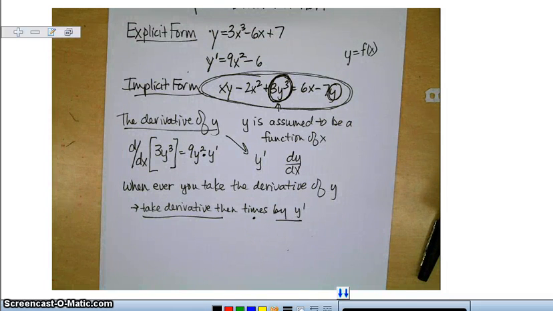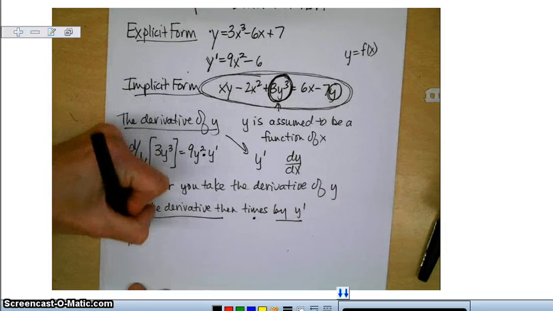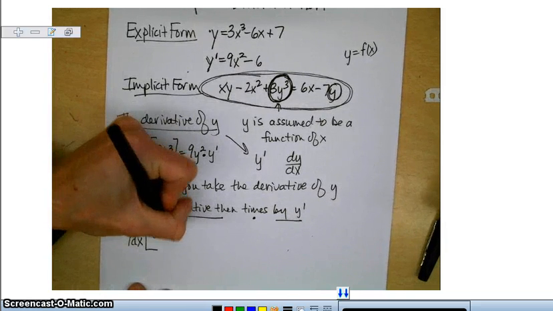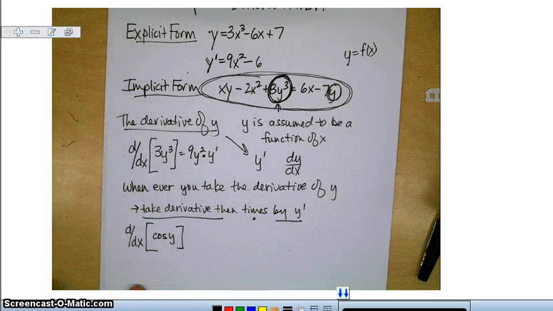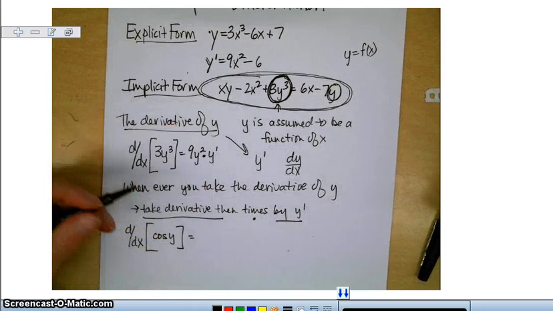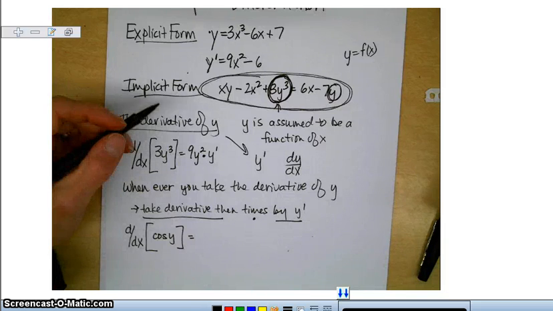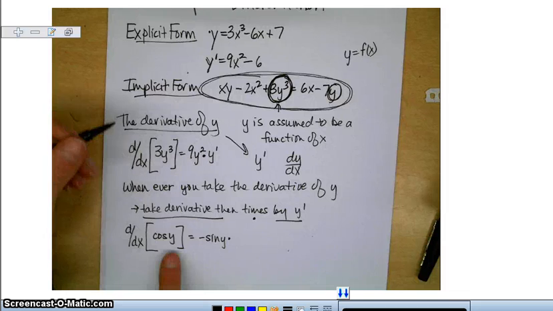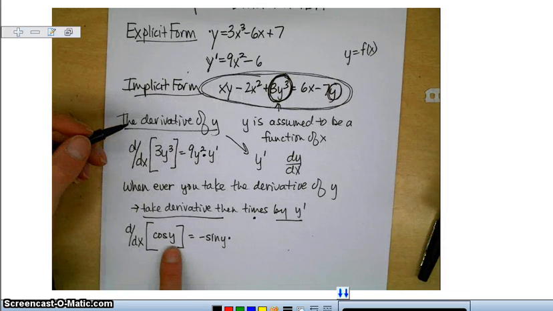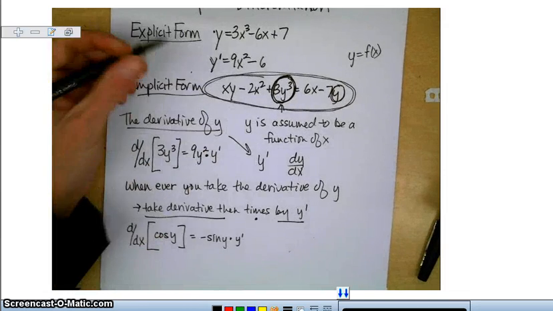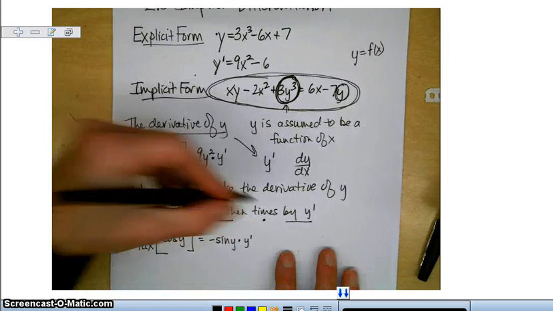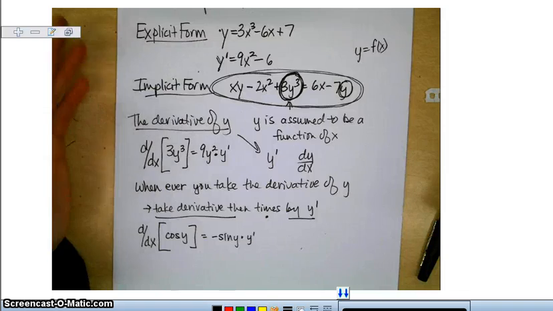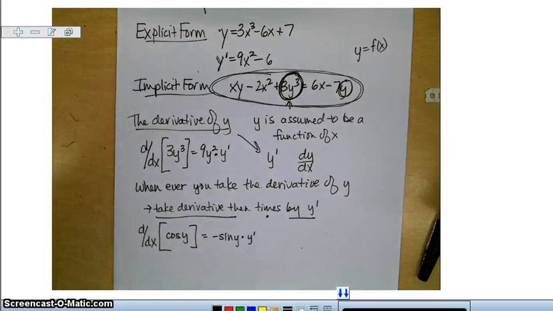So if I wanted to find the derivative in terms of x of the cosine of y, well, what's the derivative of the cosine of something? Negative sine of y times the derivative of y, which is y prime. Take the derivative, then times by y prime. Okay, take the derivative and then multiply by the derivative of y, which is y prime.